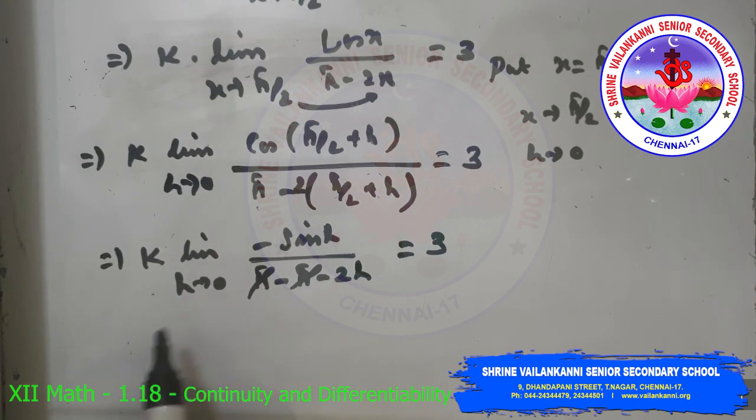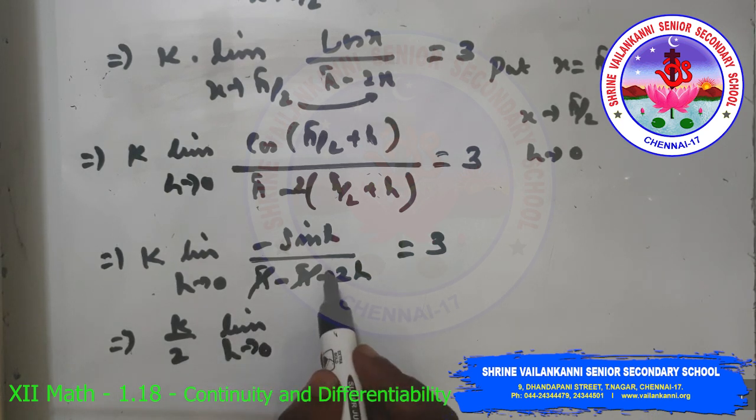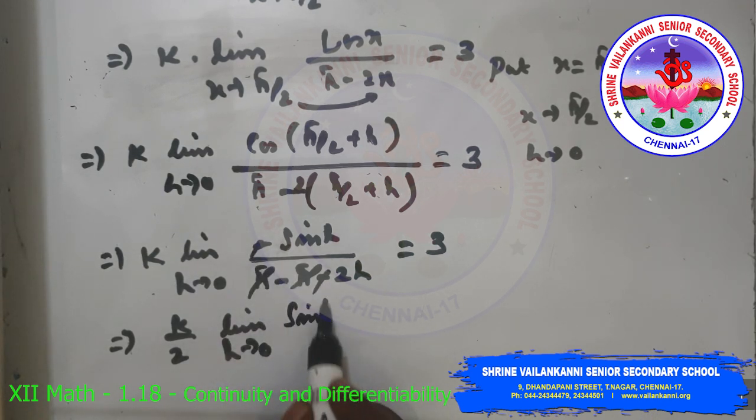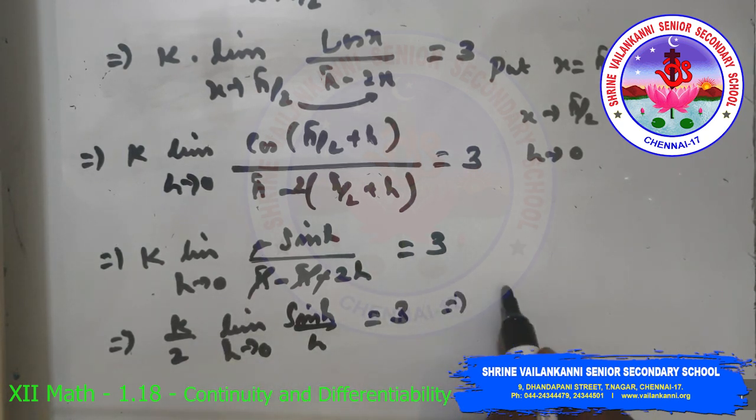Then taking 2 out, k by 2, limit h tends to 0. Cancelling negative sign, we get sin h by h. So limit h tends to 0, sin h by h is 1. So we know that this is equal to 1, which implies k by 2 is equal to 3. K equal to 6.